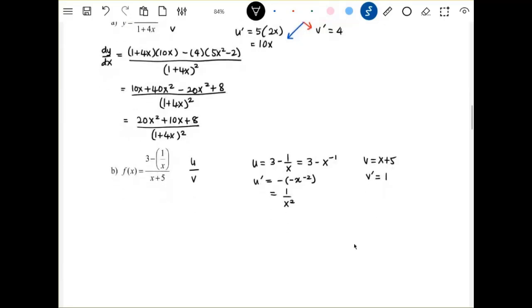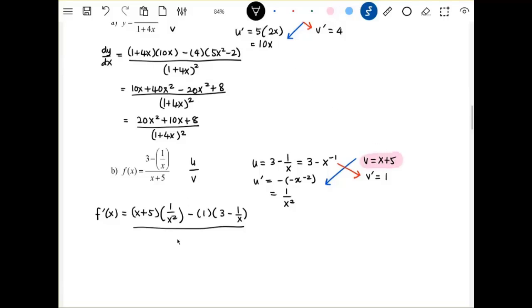Okay, so directly we substitute into the formula. So differentiate f(x) kita akan dapat f prime. So the formula will be vu prime, so will be x tambah 5 darab dengan 1 per x square. Tolak dengan uv prime, kita dapat 1 dan juga 3 tolak 1 per x. And then the whole thing divided by the v square, x tambah 5 dan the whole thing square.